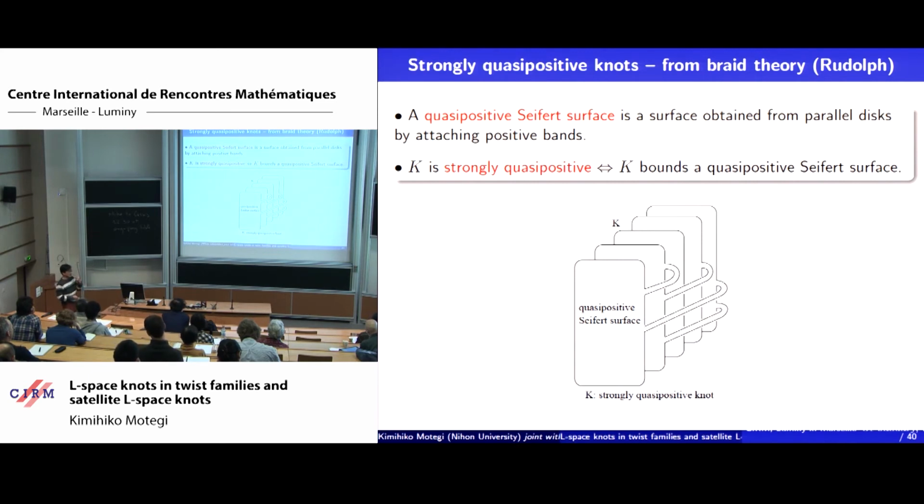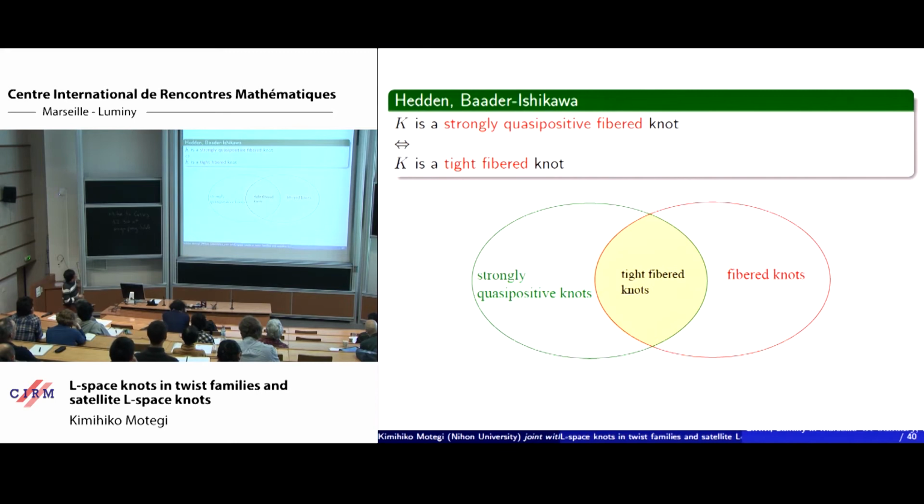And so we have now explained the two classes of knots, tight fibered knots and strongly positive knots. At first glance, these two classes are independent and have no relation. However, Hedden and Baader–Ishikawa independently proved that these classes are very strongly related. So K is a strongly positive fibered knot if and only if K is a tight fibered knot.